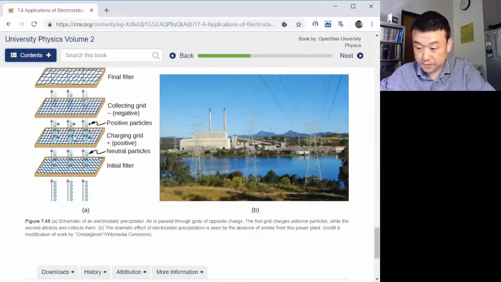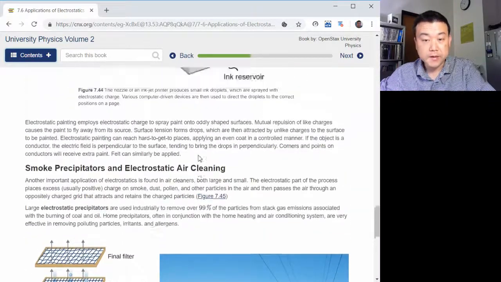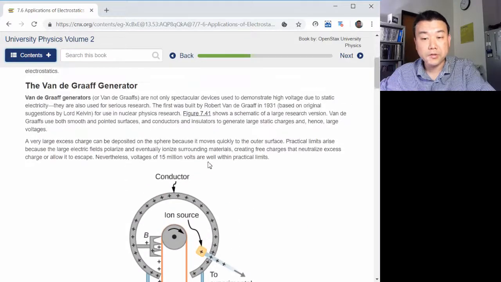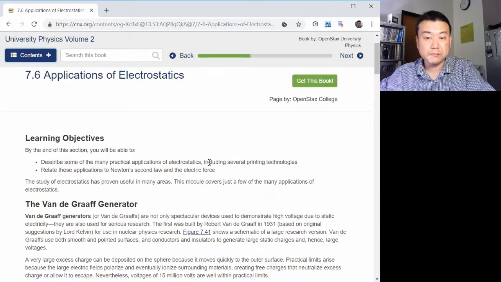So that's everything in chapter 7. As you can see, it's a fairly long chapter and all the sections are covered. And you will see how these concepts apply to electrostatic problem solving better as you are working through the problem sets, like with the last week.